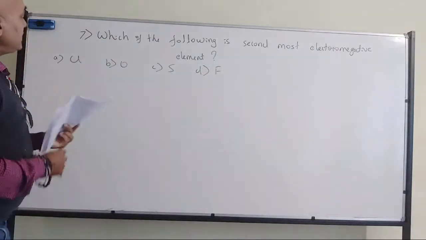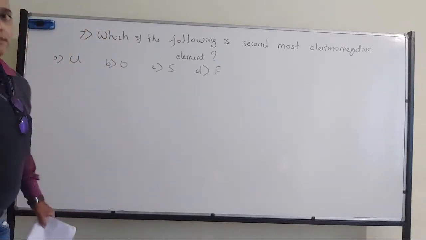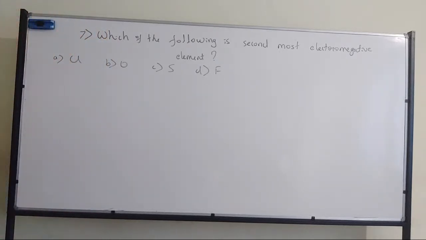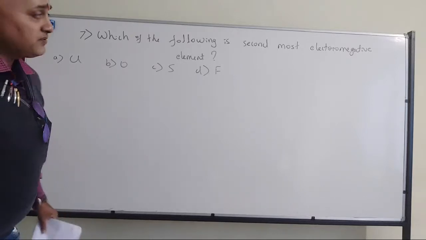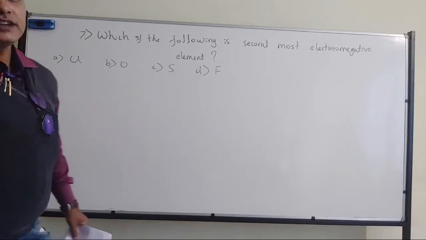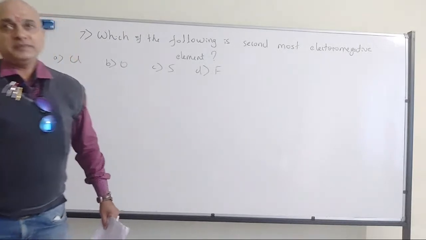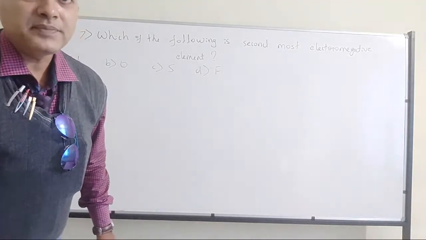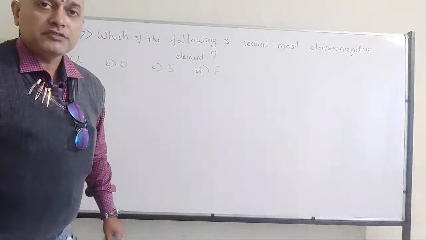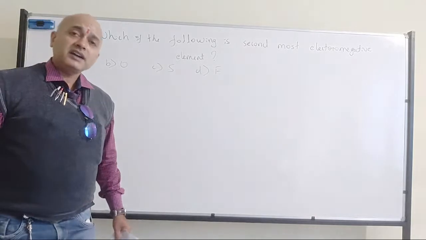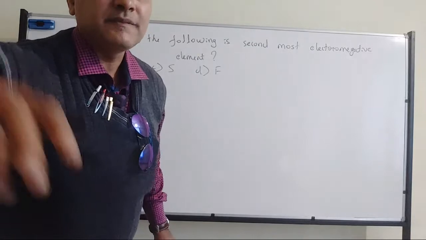Right? What is that question? Which of the following is the second most electronegative element? Right? So option A is chlorine, option B is oxygen, option C is sulfur, and option D is fluorine. It was asked in an entrance exam related to another state. Okay? As I told, I have included JEE questions, then CET questions of Karnataka and NEET questions, along with some other competitive exam questions.